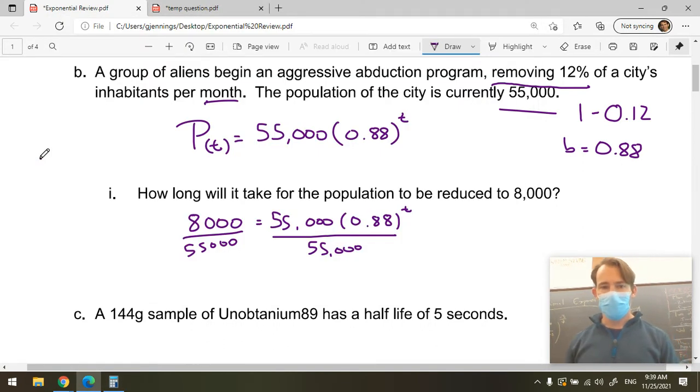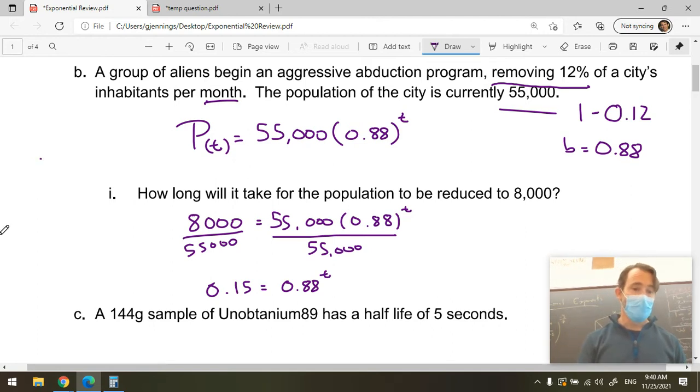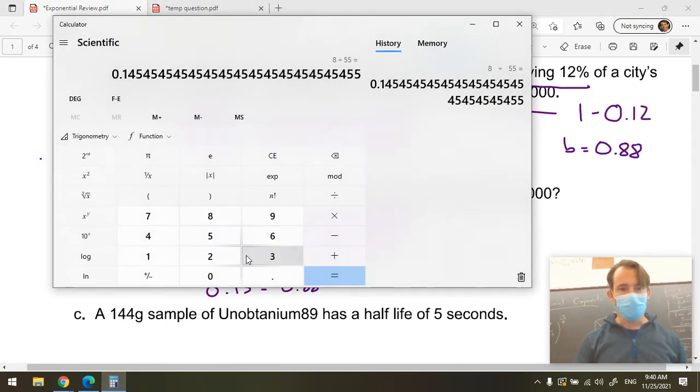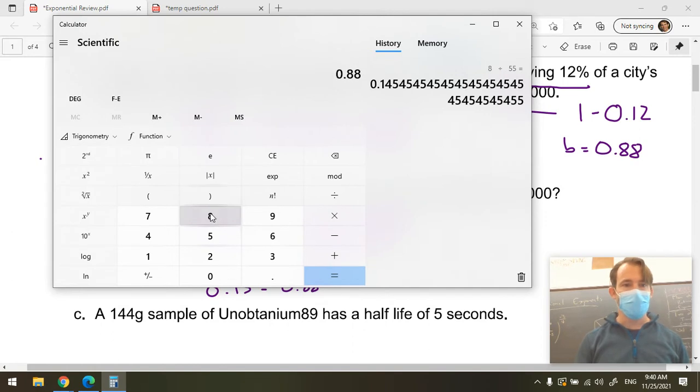So let's do that. It's 0.15. 0.15 is equal to 0.88 raised to some power t. If I multiply this by itself enough, I'll get down to here. Let's find out how much. Here's a trick. Put 0.88 in your memory and raise that to the power 12 months.